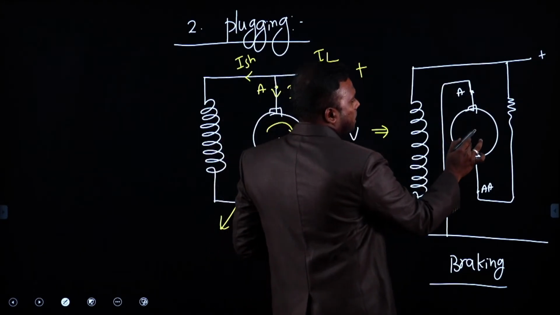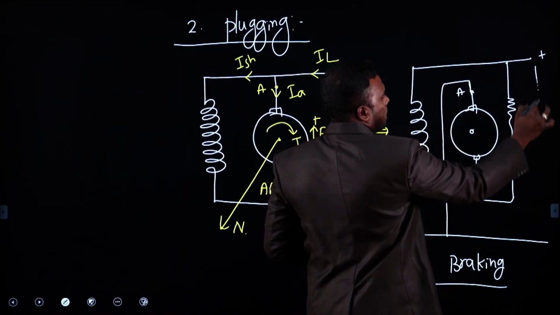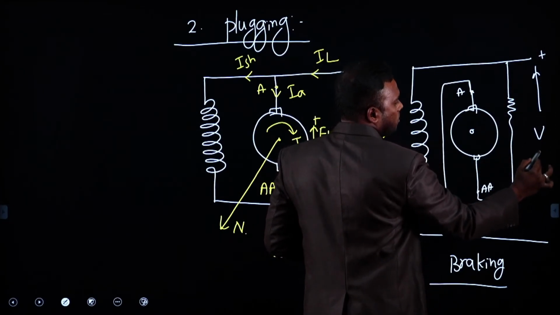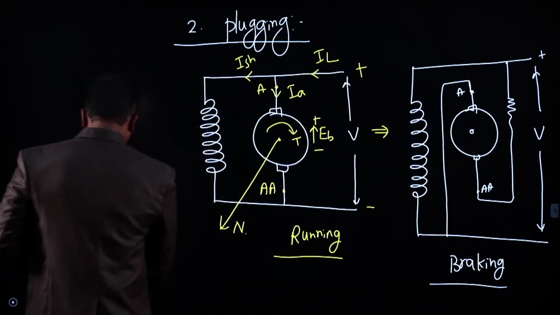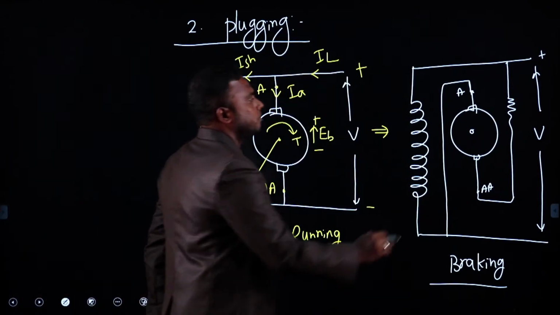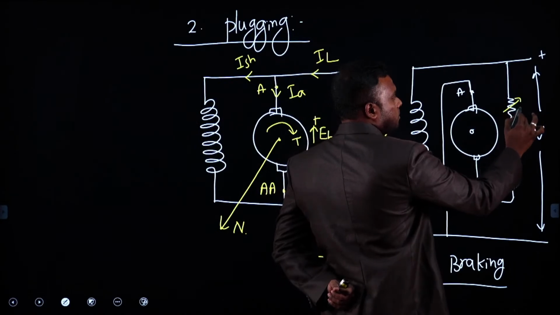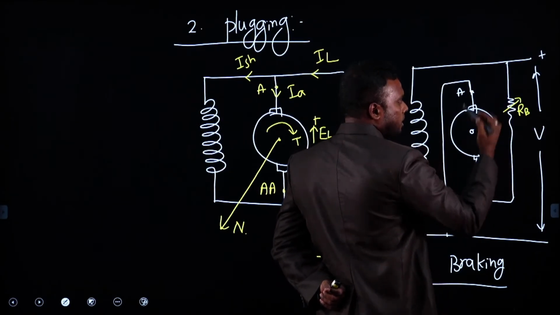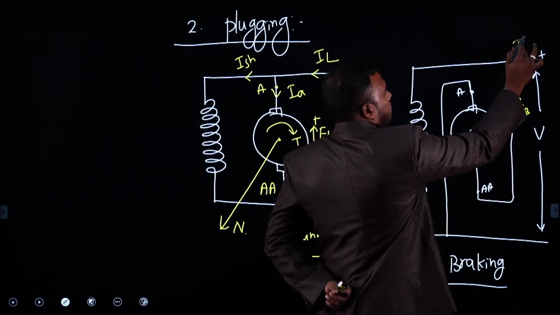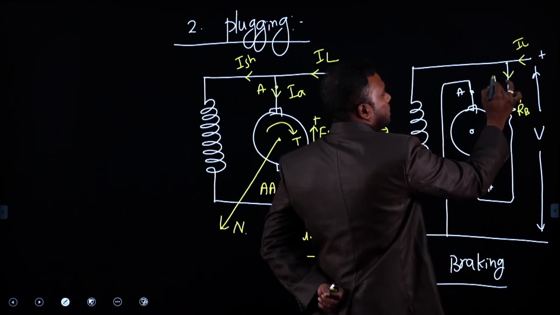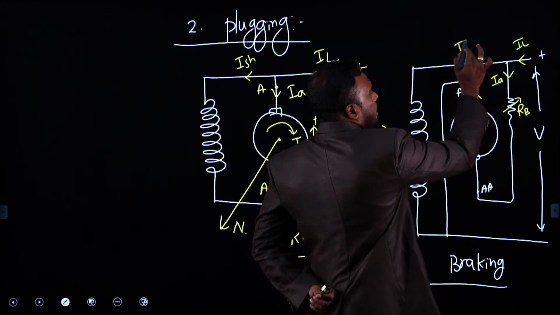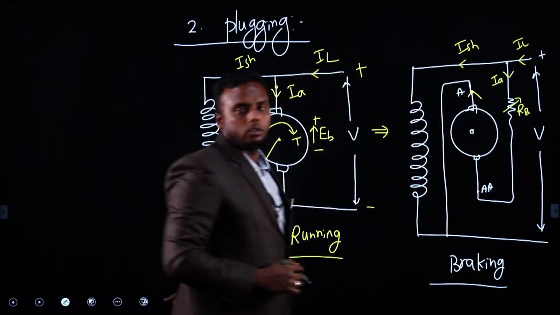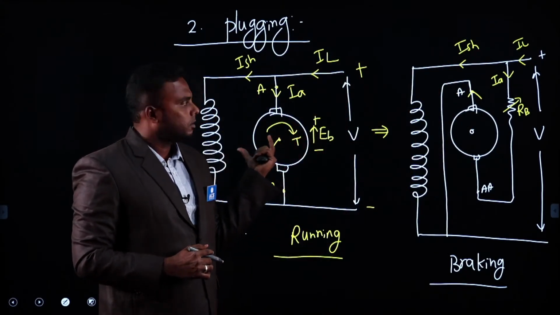Here the armature is cross connected or reverse connected with respect to supply polarities. Then a current will flow in the reverse direction here. This is our braking resistor. Why the resistor, I will tell again. This is IL. Now armature current is flowing through the armature in reverse direction. Field current has no change, it remains the same as the previous.